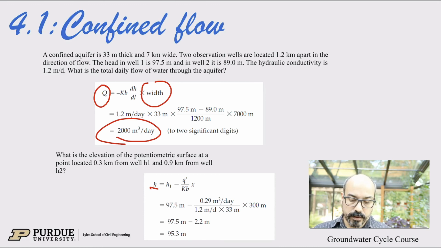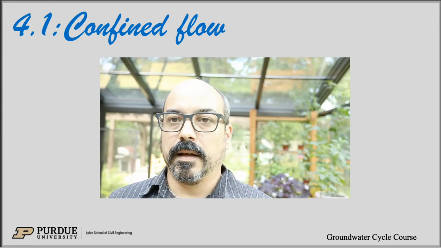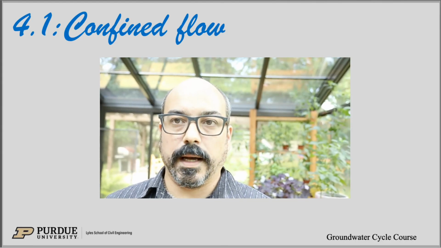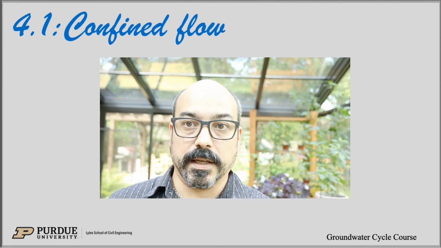Note that what I call Q prime, Fetter calls little q. So this little q here is my big Q prime. But this is the same equation, plug in the numbers and find that the head, or the stable level, if you will, in that piezometer, in that well, would be 95.3 meters. Okay, hopefully that explains a little bit what flows out of a confined aquifer and how we can calculate those things.